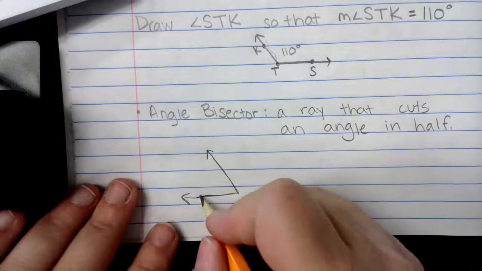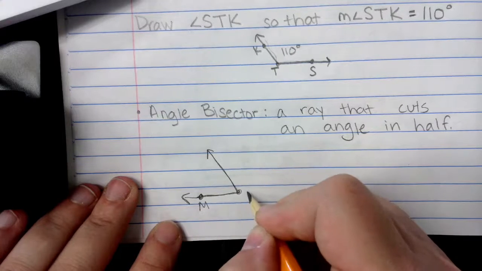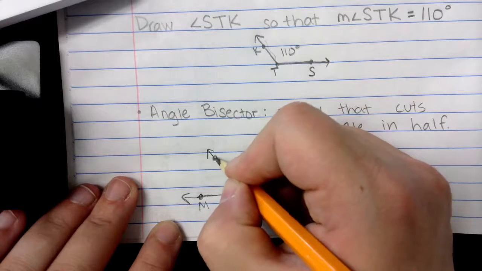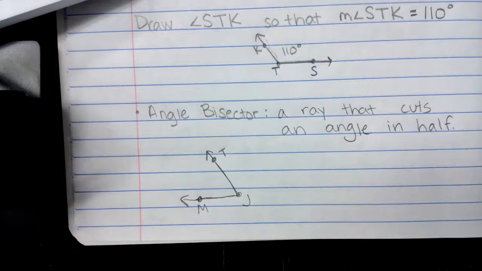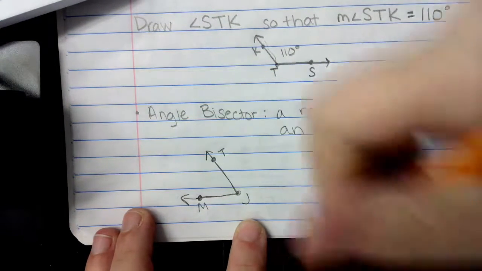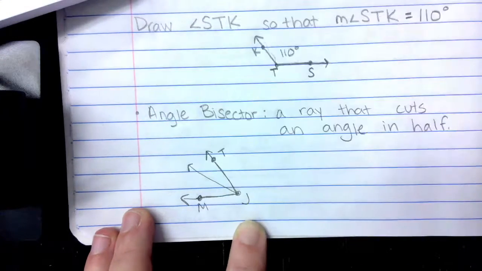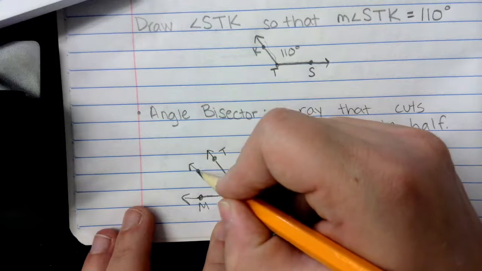Alright, we're going to have M, J, T. So we're going to bisect that angle. We're going to cut it in half. So do your best when you draw this next line, do your best to draw it right down that middle. Mine wasn't perfect by any means. It was a little too high. We're going to put P at the end of that line.